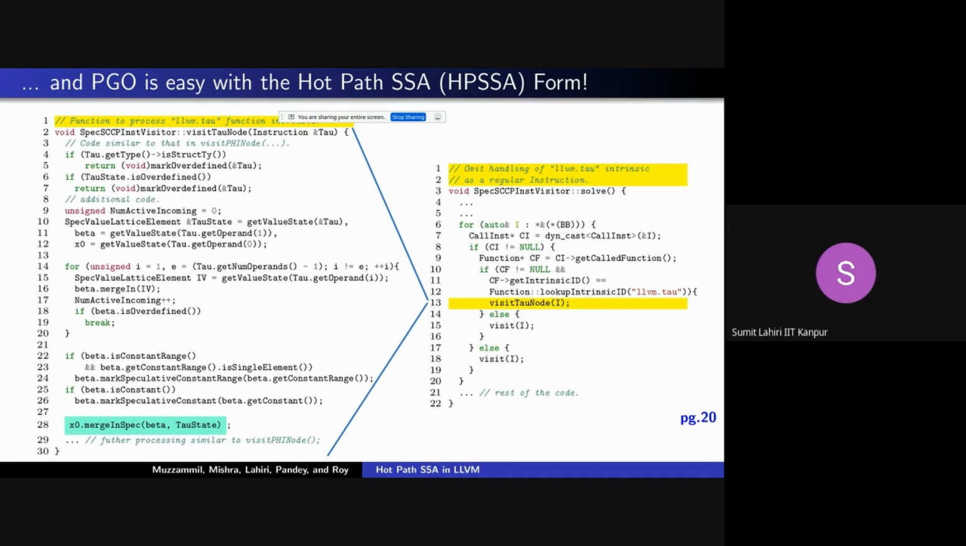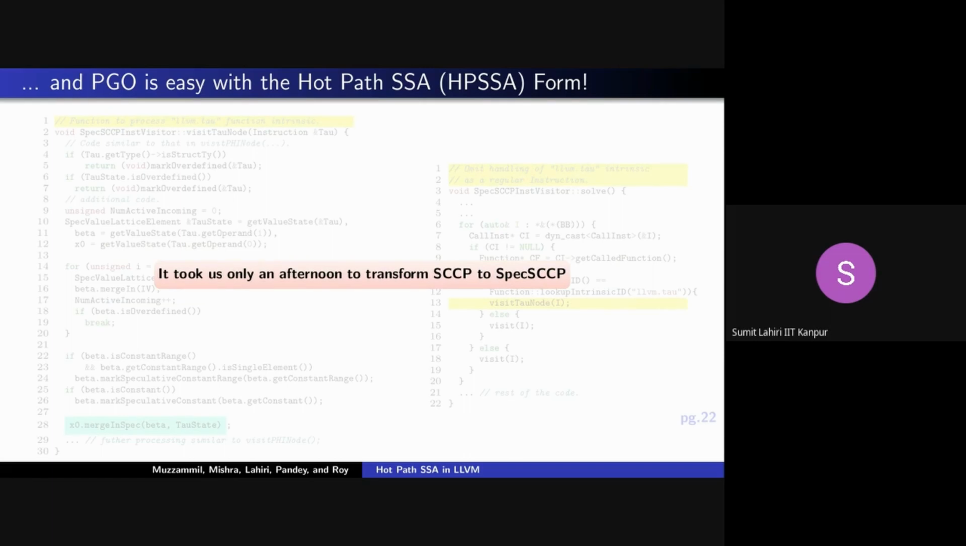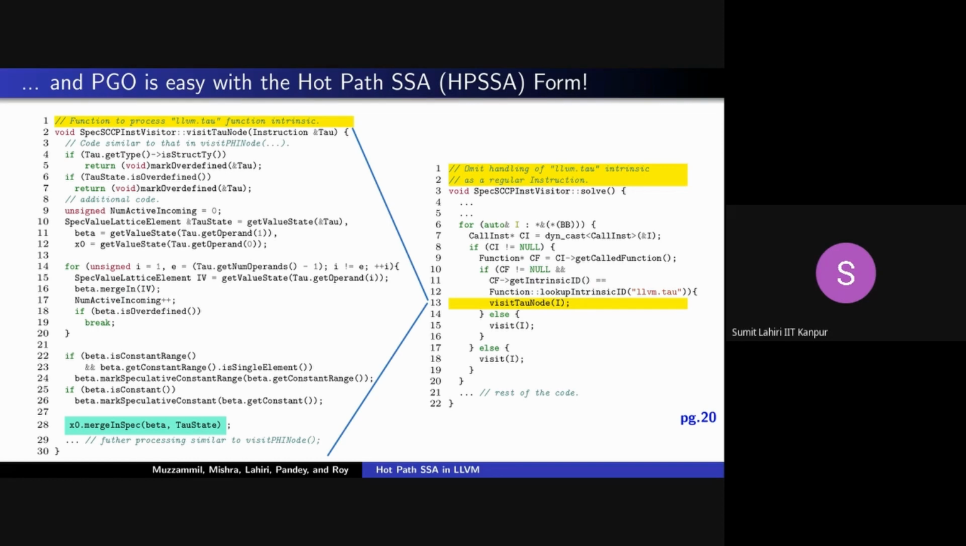The HPSSA form makes PGO very easy. Here I'm showing an example where we wrote the code for doing speculative sparse conditional constant propagation. With only this much code, we were able to write a speculative version of the standard SSCP algorithm, and it took us very little time to write. As you can see, it's just 35 lines of code and that's it.